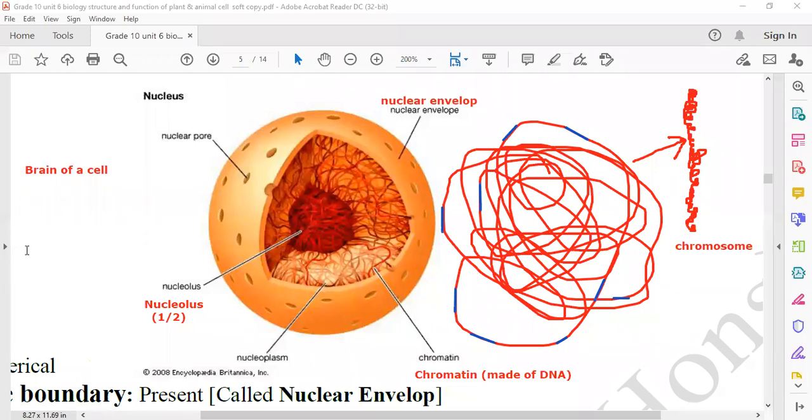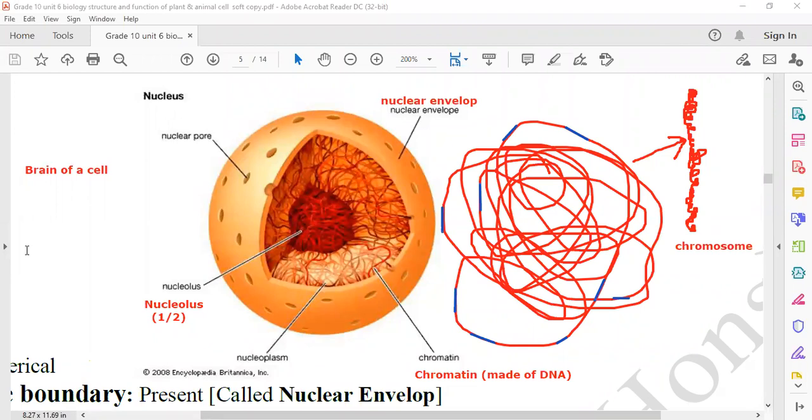Do you know how many genes are present in one cell of us? How many genes do you think are in one cell of us? Each cell of us has 15,000 to 20,000 genes.